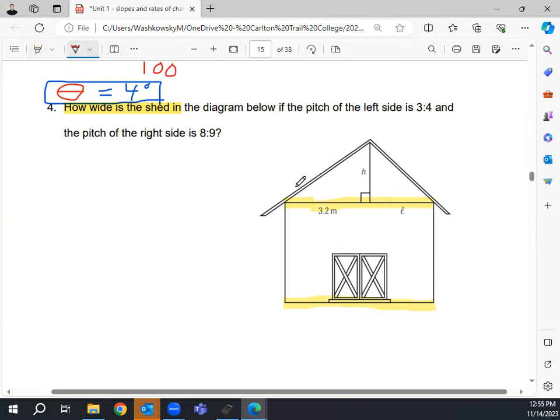So how can I find that? Well, I know that this part right here is 3.2. How could I find the full length of this line? Part of it is 3.2. Which line do I need to find to fully figure this question out? The whole bottom line. Now I know that you don't draw this in. I know the length of this part. What am I missing now? I'm missing this part. This is what I'm trying to find, right?